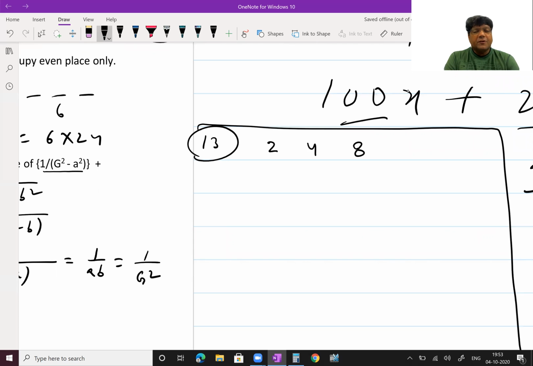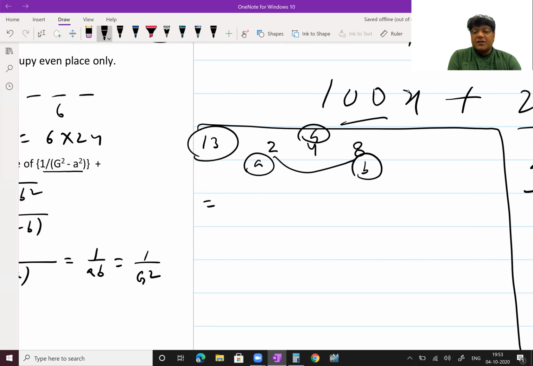I have taught you that if three numbers are in GP, or the middle is the geometric mean, then the square of the middle is equal to the product of the other two. The product of these two is 16, which is the square of the middle, 4 squared. So 4 is the geometric mean between 2 and 8. The question said G is the geometric mean between A and B, so A is 2, B is 8, and your G value became 4.